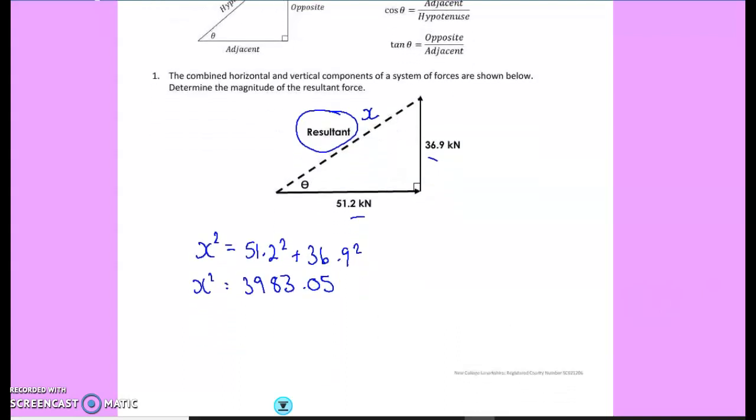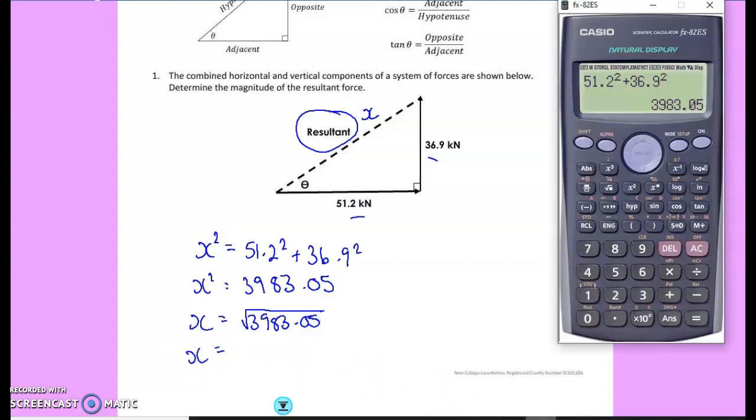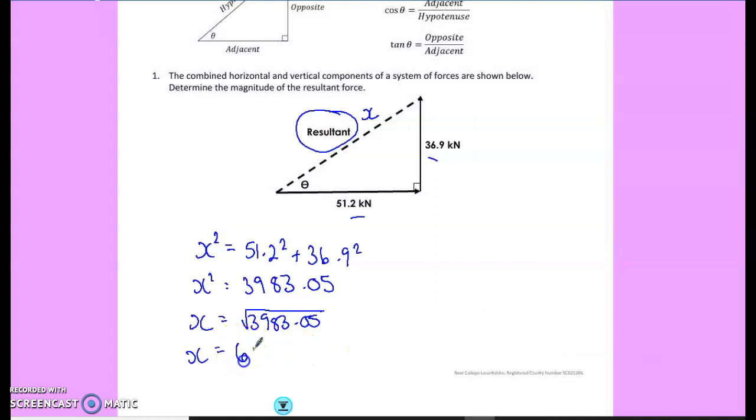I want just the resultant, so the opposite of squaring, square rooting. So I want to take the square root of 3,983.05. Square root of that is 63.11 kN.